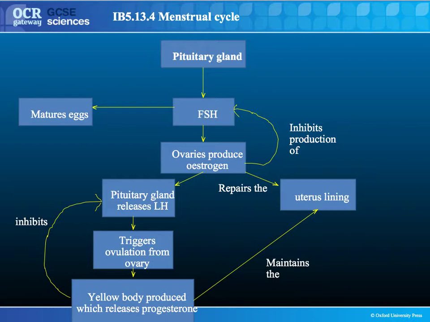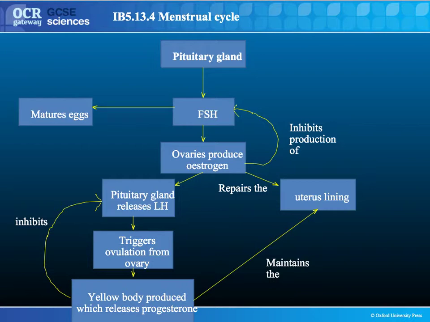Now FSH also stimulates the ovaries to produce estrogen, because as it's stimulating it to mature the eggs in the ovaries, that will allow estrogen to be produced. Now estrogen stimulates the pituitary gland to release another hormone called LH, or luteinizing hormone. And this LH hormone triggers ovulation from the ovary. It triggers the release of these matured eggs.